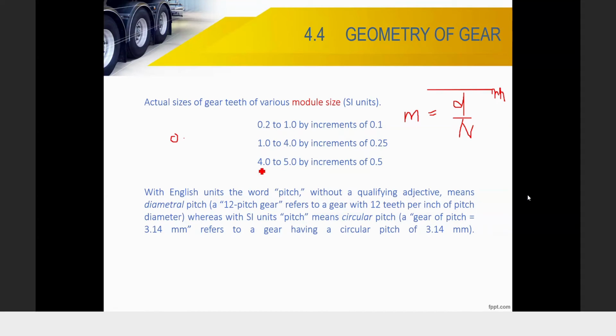For 4 to 5, you can use 4.5 and 5 increments. Bigger than that is rarely used. That is the module. Module is the diameter of your gear over the number of your teeth. Okay.